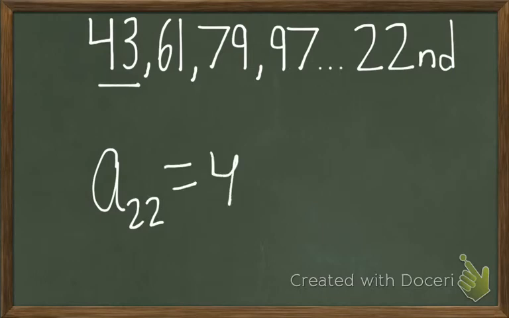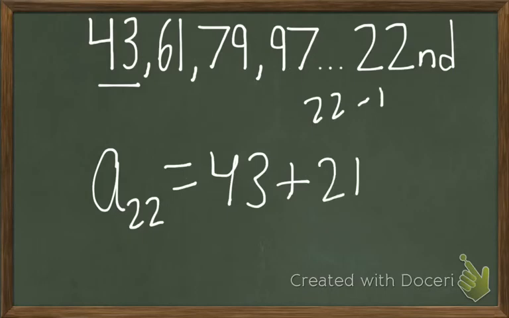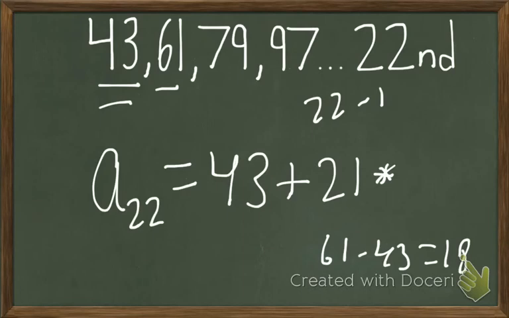So you would write 43 plus n-1, which is just 22 minus 1, which is 21. And then finally, you multiply that times d, which is just the second term in a sequence minus the first term. So you do 61 minus 43, and that's 18. So you would write 18 here.